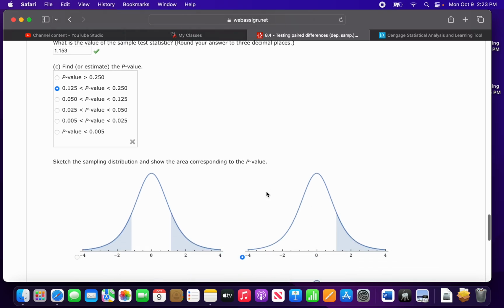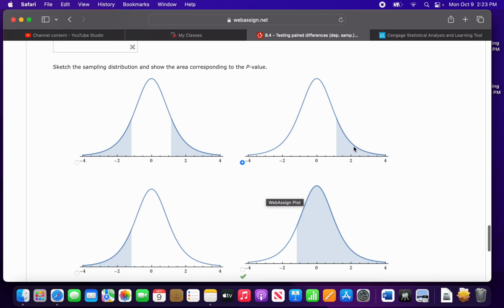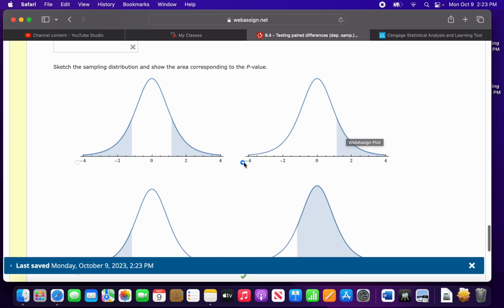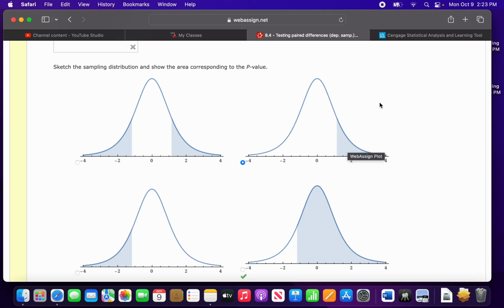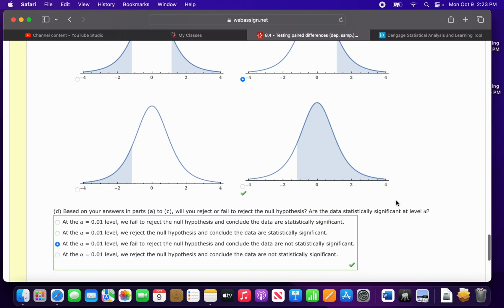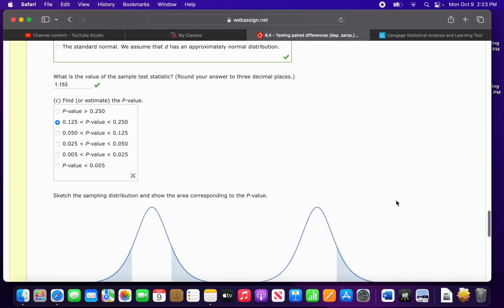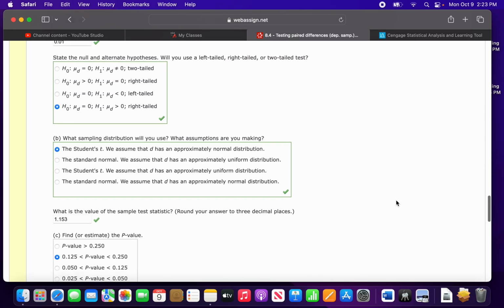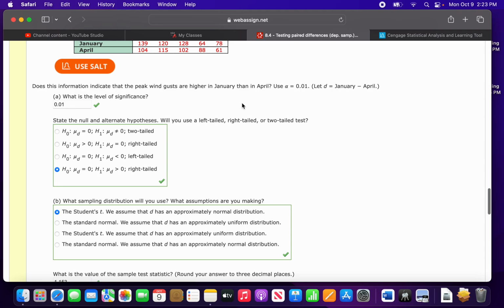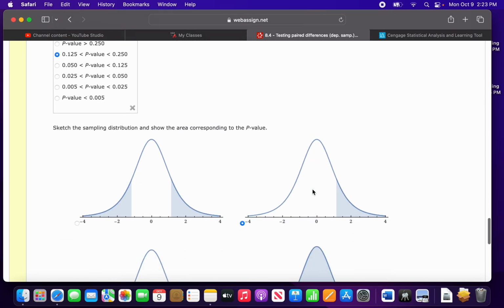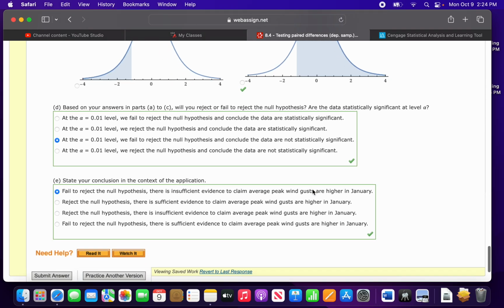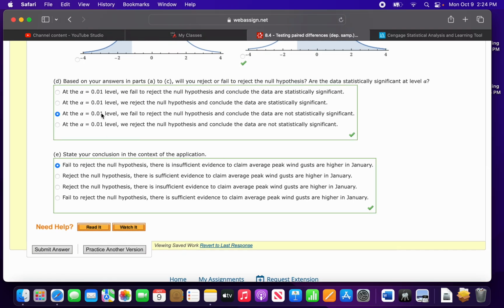Since we're stacking all of our probability on the right end, this is going to be our graph for the alternative hypothesis and where we're looking to test for significance or not. Our p-value is larger than our alpha, so that tells us do not reject the null hypothesis. At the 0.01 level, we fail to reject the null hypothesis and conclude the data are not statistically significant.